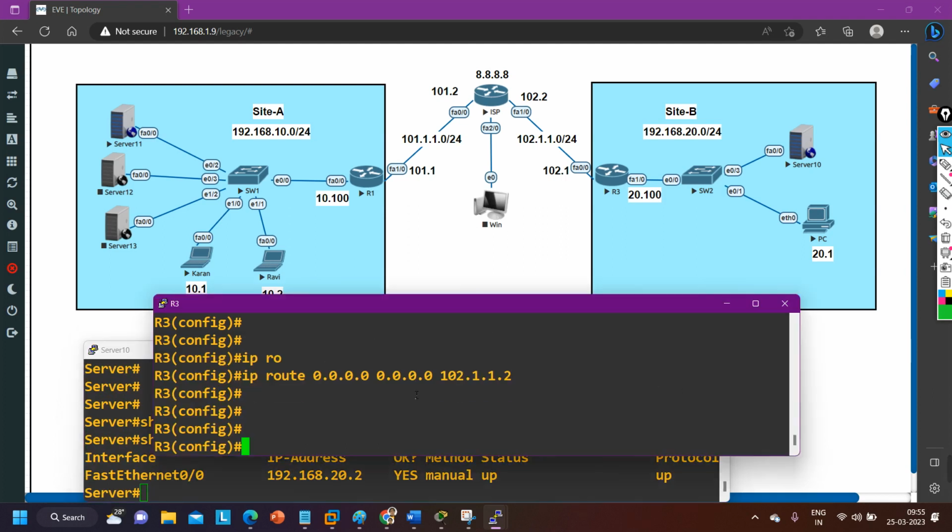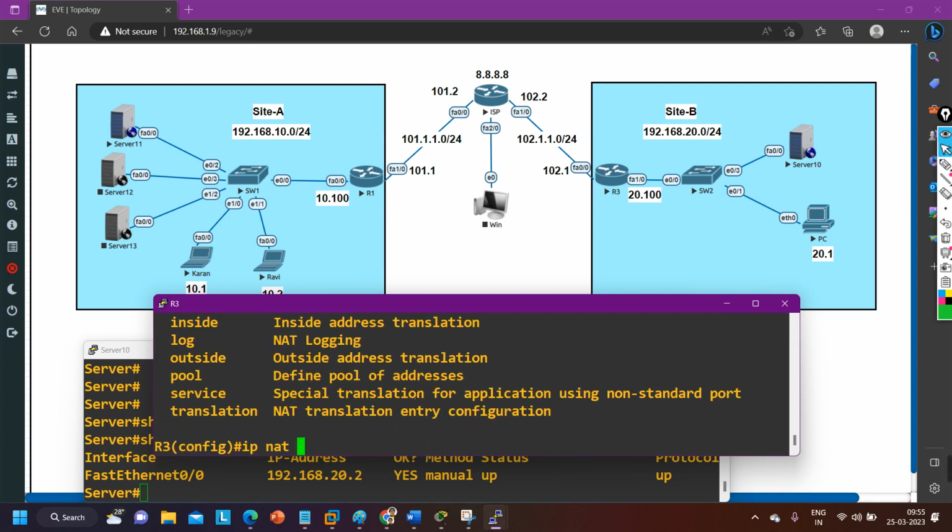On router number 3, interface F0/0. I'm going to tell this router that this is your IP NAT outside. This is the outside interface. Then interface F1/0, IP NAT inside. This is your inside interface. And guys, I have defined inside and outside. Now I need to configure NAT. So the command will be IP NAT.